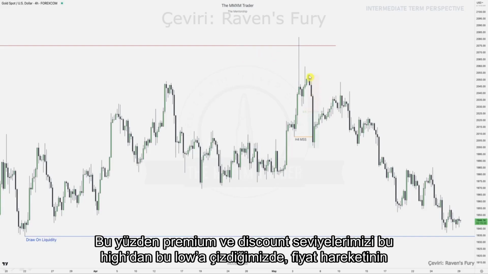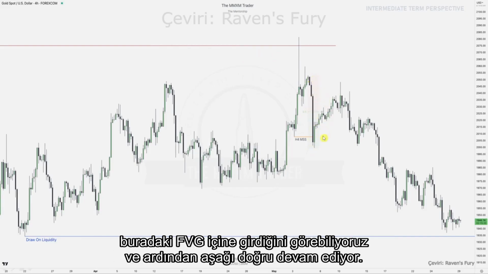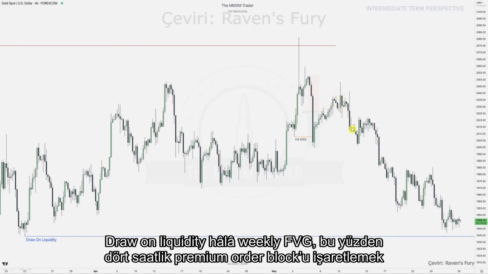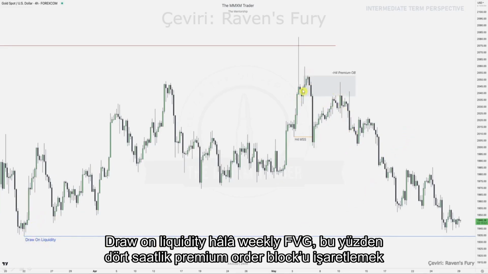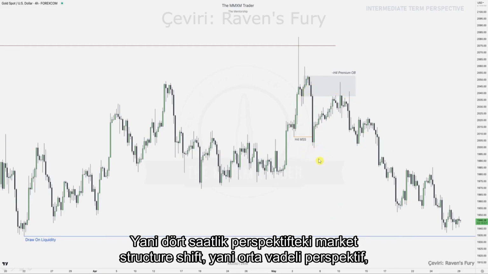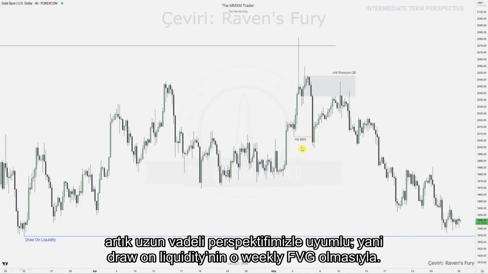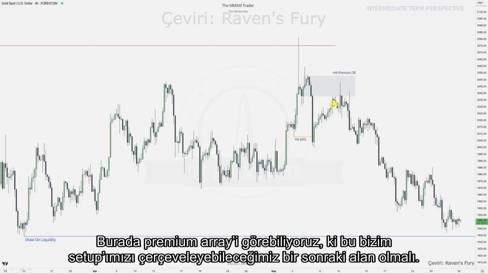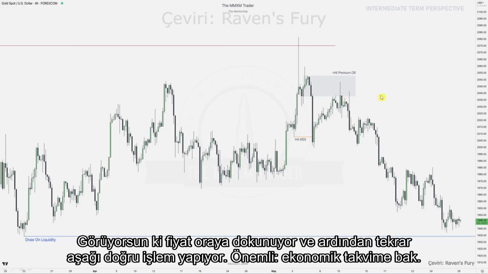So drawing out our premium and discount levels from this high to this low, we can see price action moves into that fair value gap up here and then continues down lower. Draw on liquidity still that weekly fair value gap. So outlining that 4-hour premium order block, right? And coupled up with that fair value gap, high probability area for rejection. So that market structure shift on the 4-hour perspective, right? That intermediate term perspective is now in line with our long-term perspective, which is the draw on liquidity in that weekly fair value gap. We can see this premium array, which should be the next area where we can frame our setup. And you see it hits it and then trades down lower.